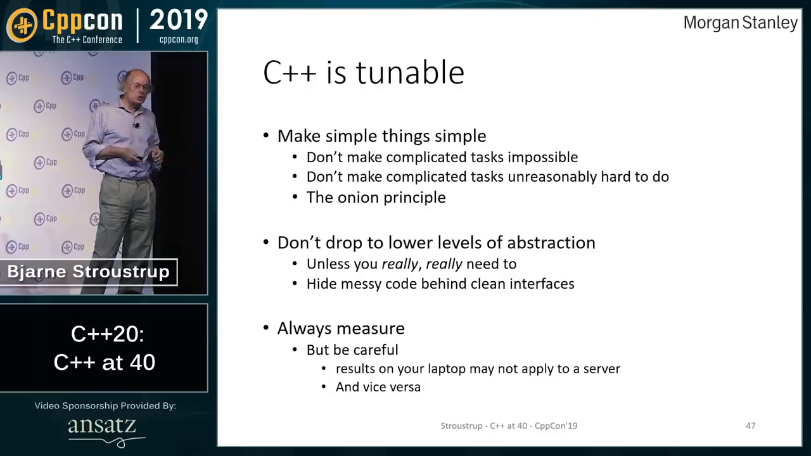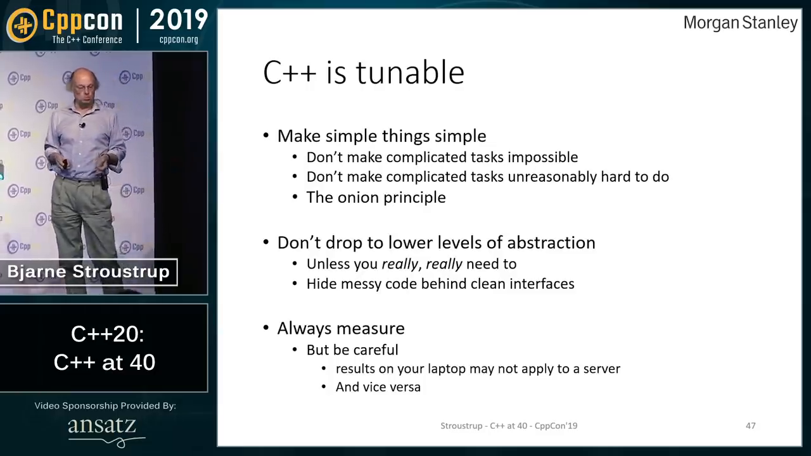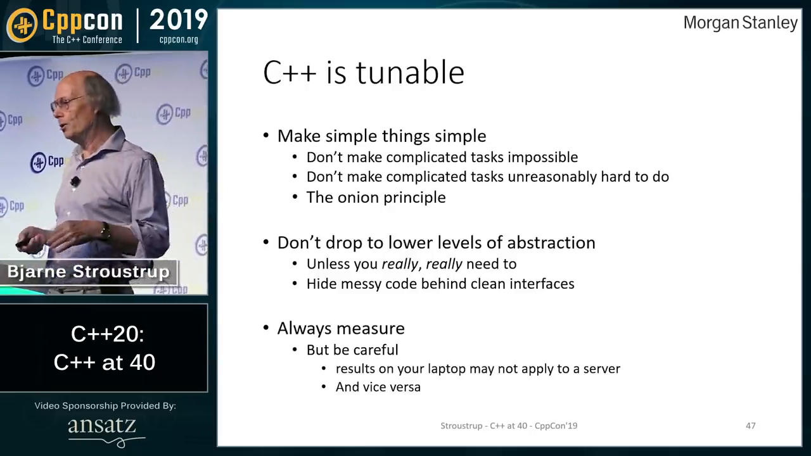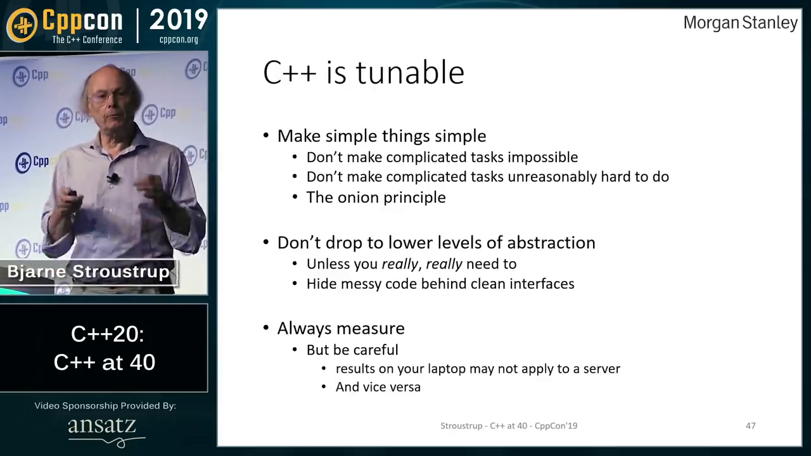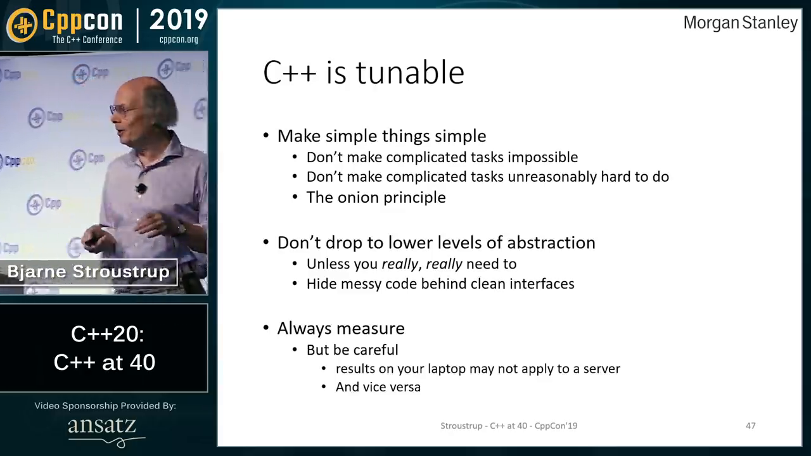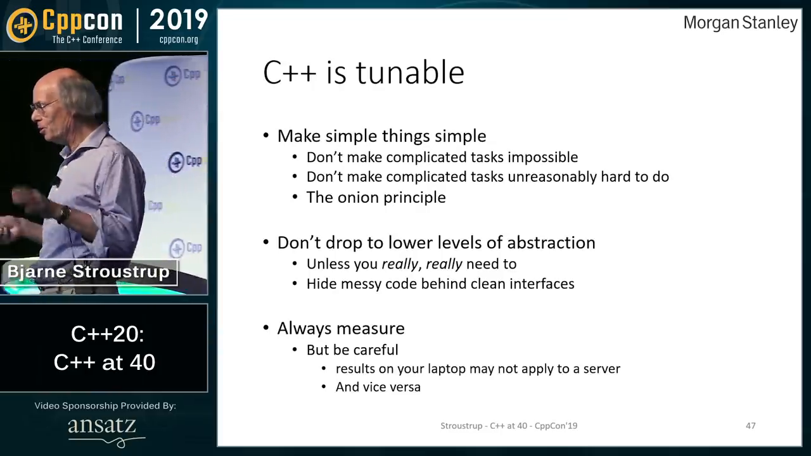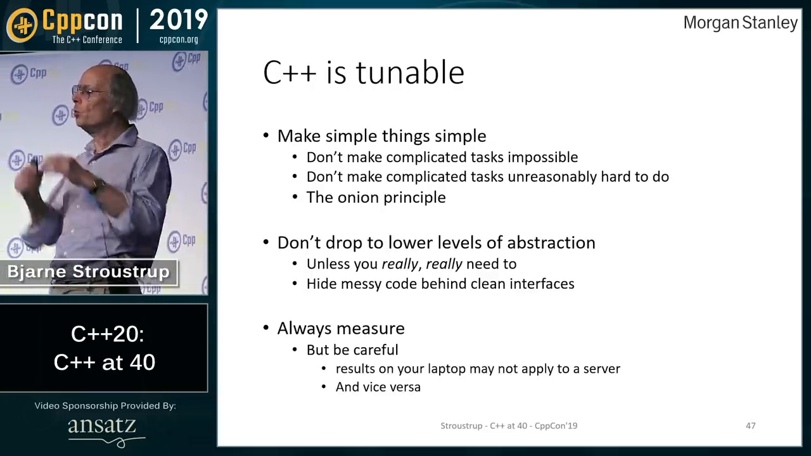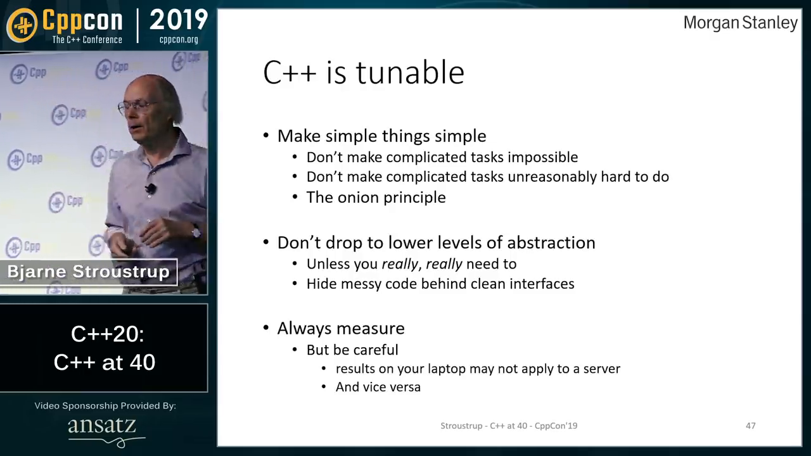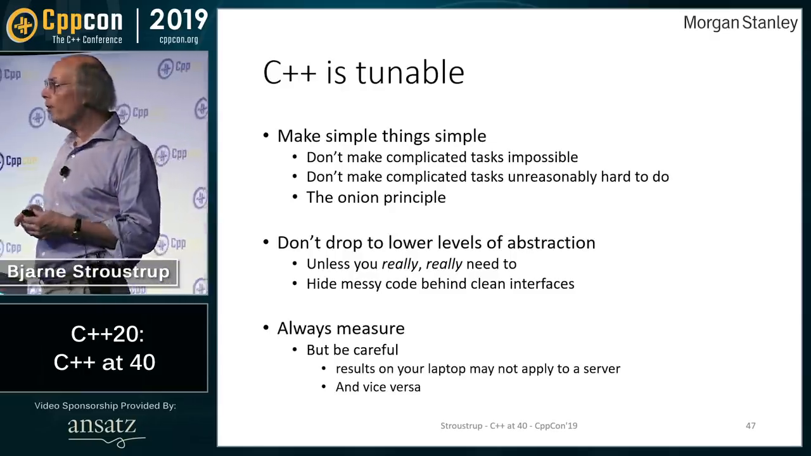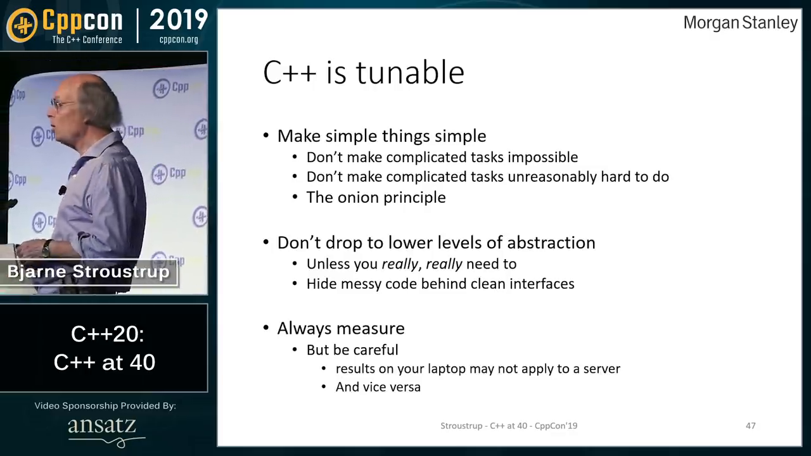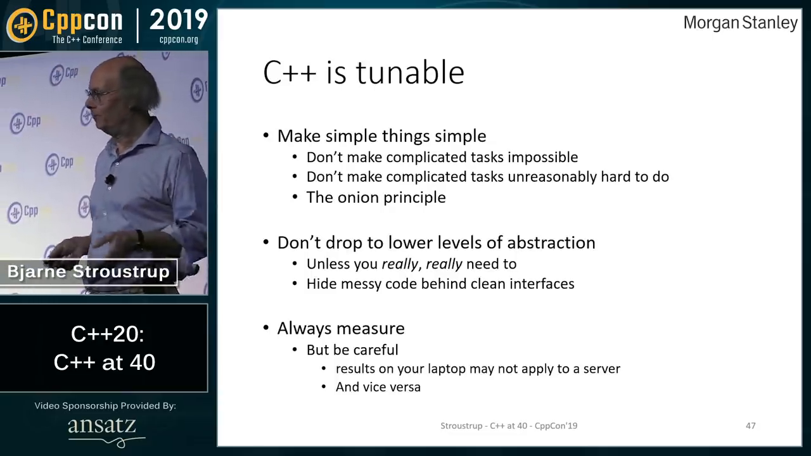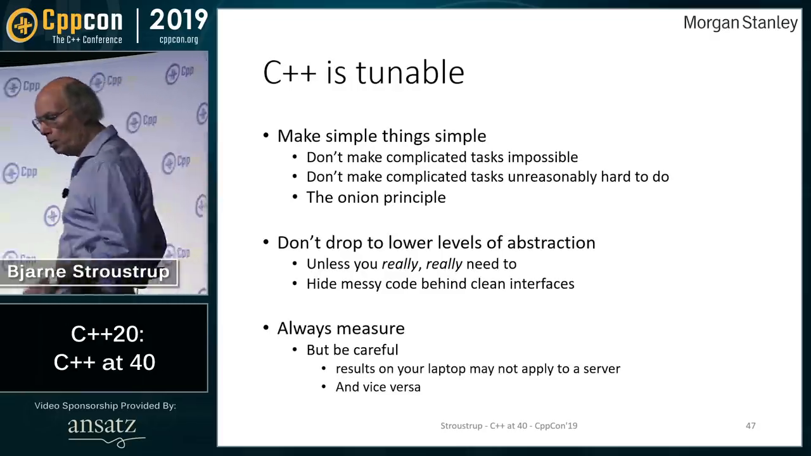And so, since it's tunable, you can make simple things simple, as long as you don't make complicated tasks impossible or unreasonably hard to do. And you go to the onion principle. But please provide that first level and make it possible to go to the next level. Don't close the door. This layer architecture is good. And as you saw with the onion, it's not quite layers, it's encapsulated areas of code. And you don't drop to the lower level of abstraction unless you really, really need to. After all, one of the uses of interfaces is to hide ugly stuff. And so it doesn't have to be pretty all the way down.